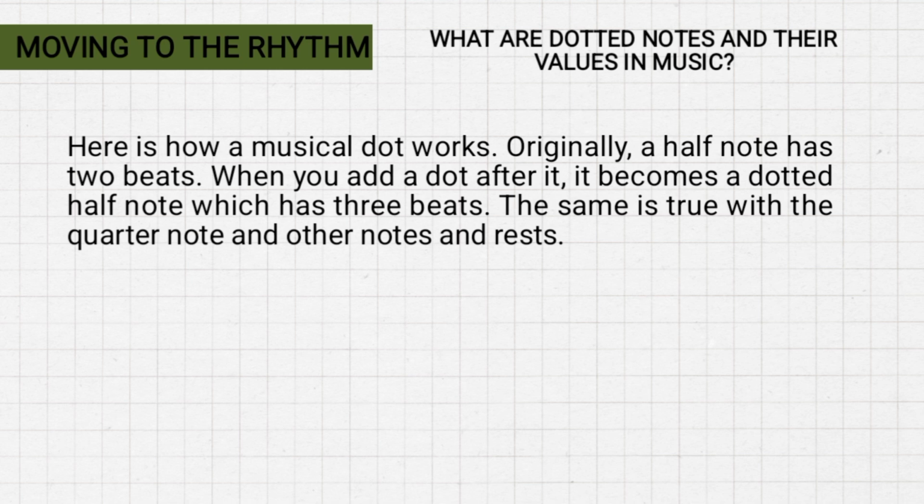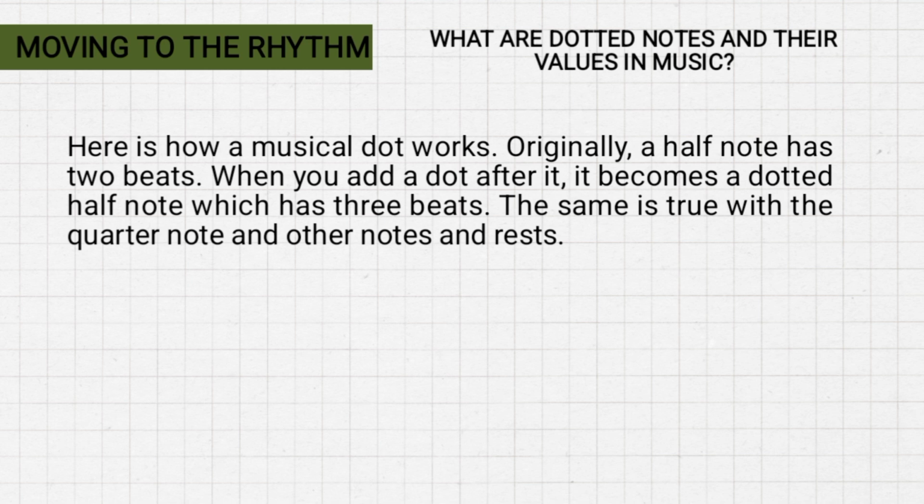So here is how a musical dot works. Originally, a half note has 2 beats. When you add a dot after it, it becomes a dotted half note which has 3 beats. The same is true with the quarter note and other notes and rests. So, a musical dot changes how long the note lasts.